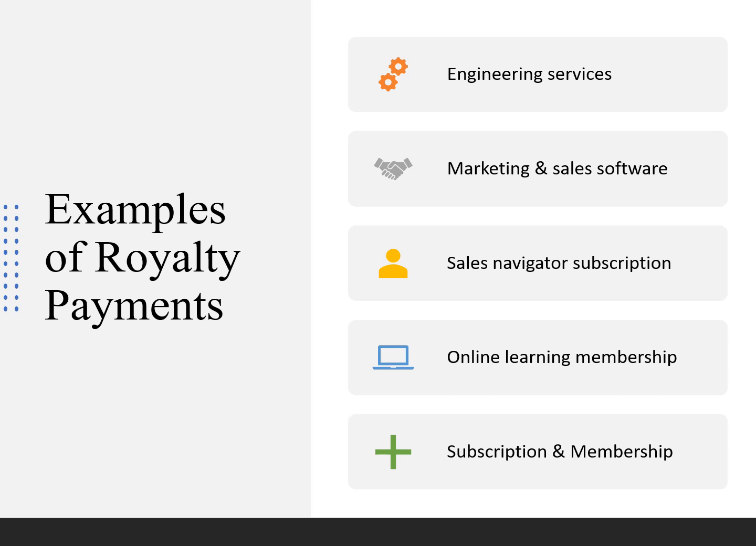Now, we'll take a few examples, and with the help of a flowchart, we'll make it very simple for you to determine whether TDS is applicable on the following payments or not. A few examples of royalty payments are engineering services, marketing and sales software, sales navigator subscriptions, online learning membership, subscriptions and memberships. If you are doing that, then these are examples of royalty payments, and royalty payment is taxable under section 9. So now we'll see at what rate TDS is applicable on royalty payment.